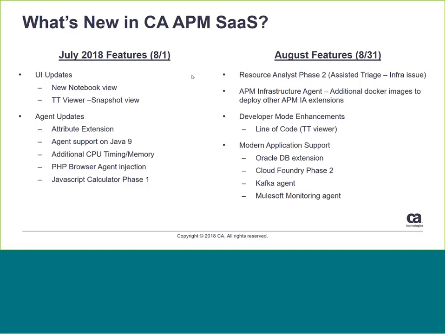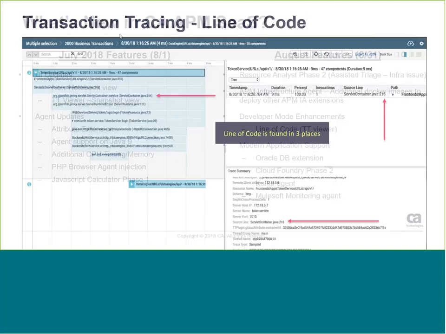There were some new APM Infrastructure Agent enhancements, as well as we're continuing down the support for modern applications. Building onto what we've done with supporting Docker containers and Kubernetes and OpenShift, we added Cloud Foundry. We had Cloud Foundry support prior, but we've done a lot of enhancements over the past couple months to improve support for Cloud Foundry, and then you can see some other supported platforms here as well.